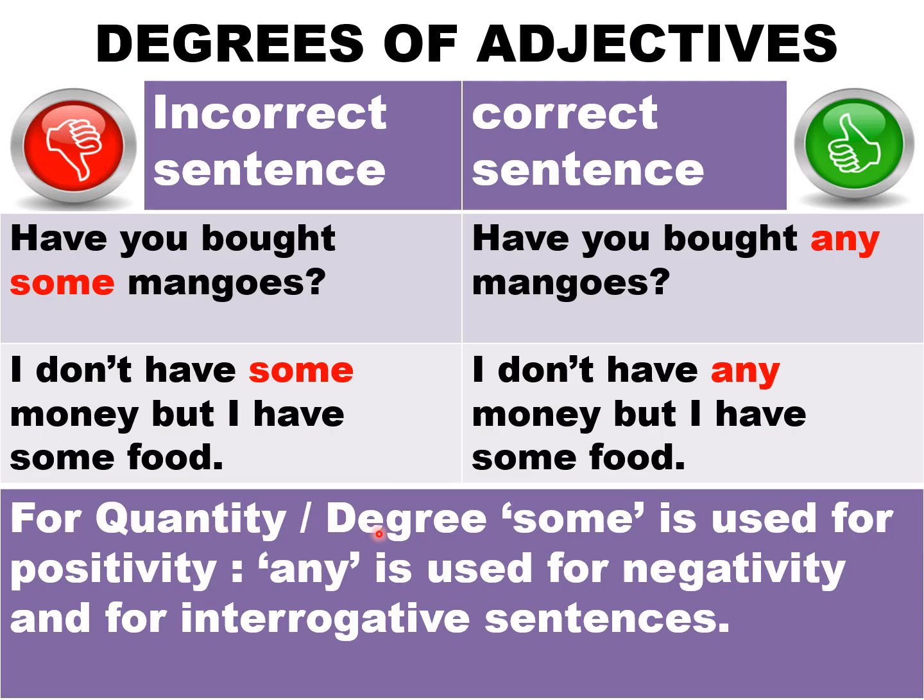For quantity or degree, some is used for positivity and any is used for negativity and for interrogative sentences. Have you bought some mangoes? This is an interrogation and so we must use any. Have you bought any mangoes? I don't have some money but I have some food. Here we are using any. I don't have any money but I have some food, because we must use any for negativity.